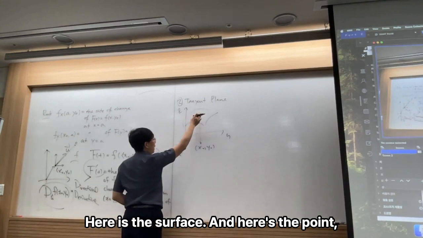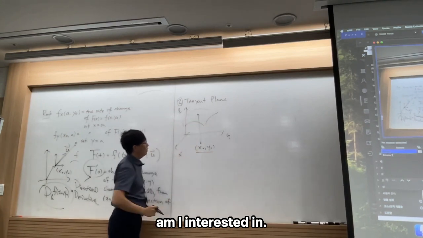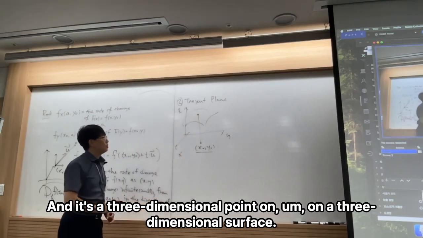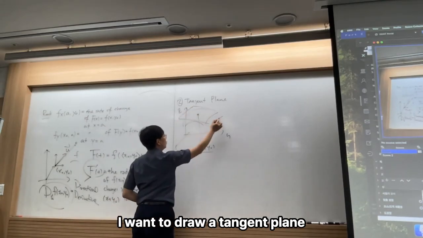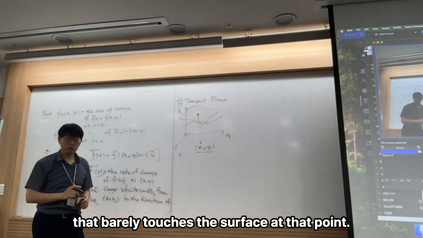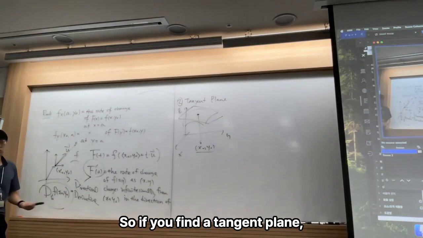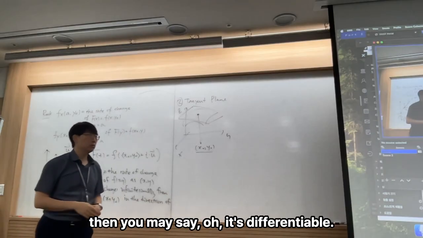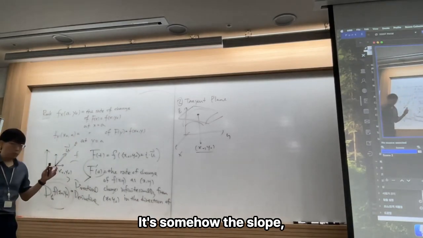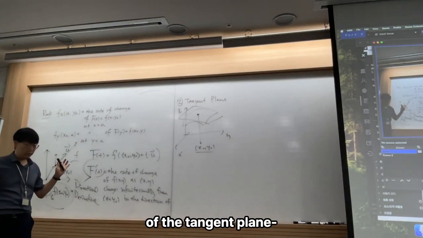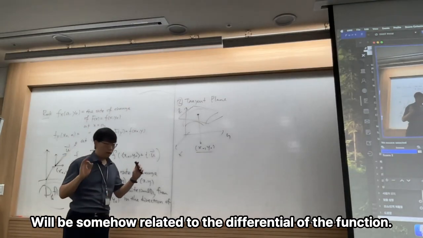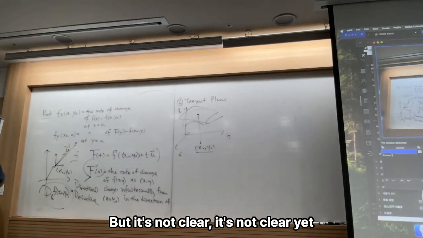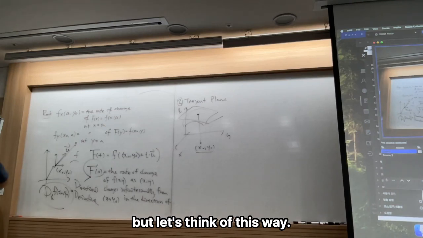Here's the surface, and here's the point I'm interested in. It's a three-dimensional point on a three-dimensional surface. I want to draw a tangent plane that barely touches the surface at that point. So if you find a tangent plane, then you may say, oh, it's differentiable. Somehow the slope, whatever that slope is, of the tangent plane will be related to the differential of the function. But it's not clear yet, but let's think of it this way.